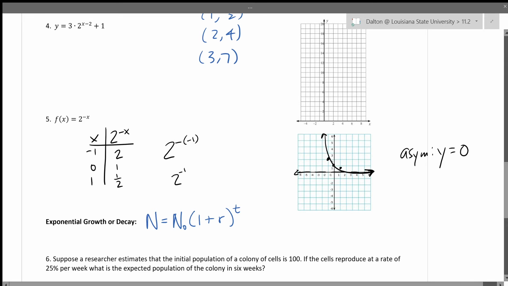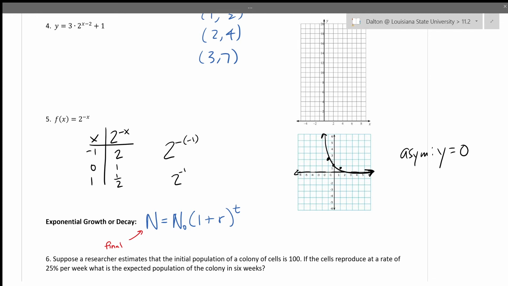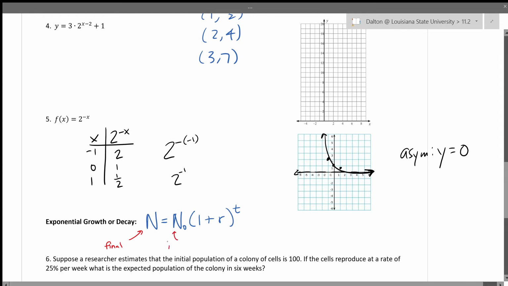And in defining these variables, the first N just stands for your final amount. Just as it is within physics, anytime you have something with 0 as a subscript, it typically means initial. So N sub 0 stands for your initial amount. As you could probably guess, r stands for the rate, and t stands for time, or specifically the number of time periods.